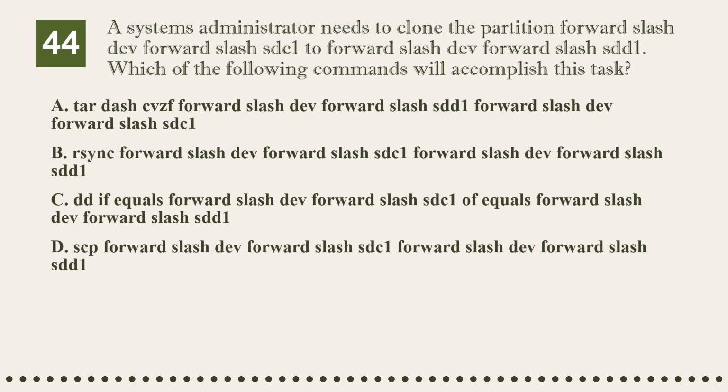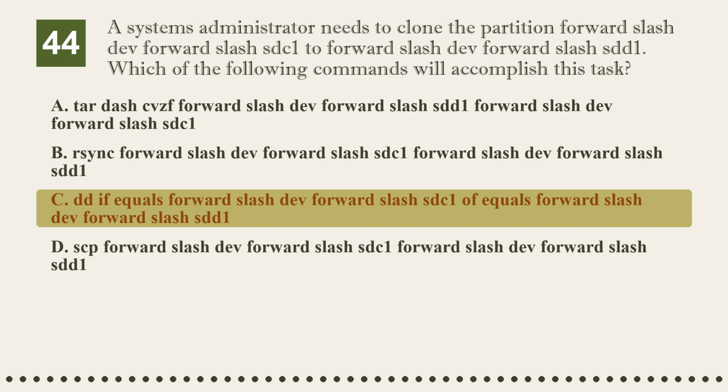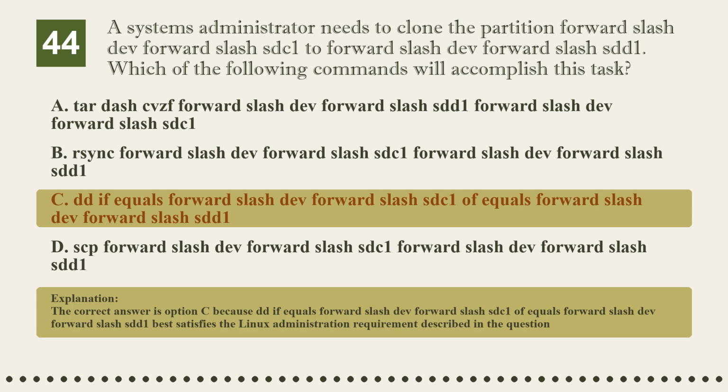Option D, scp /dev/sdc1 /dev/sdd1. The correct answer is option C, dd if=/dev/sdc1 of=/dev/sdd1. The correct answer is option C because dd if=/dev/sdc1 of=/dev/sdd1 best satisfies the Linux administration requirement described in the question.